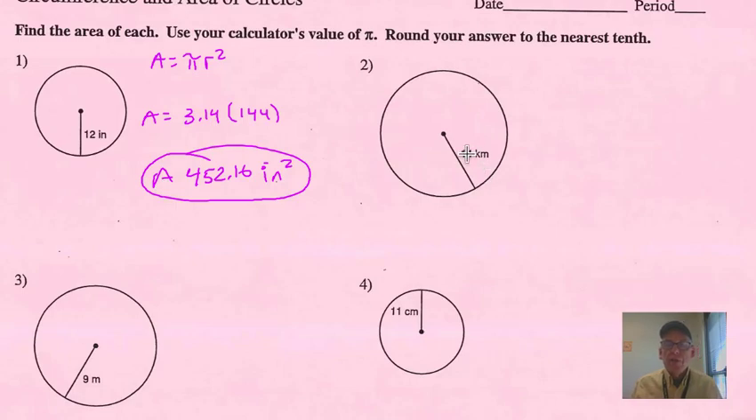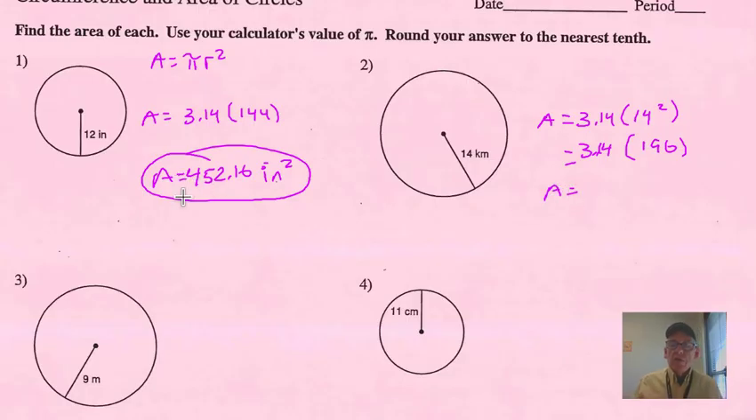Number 2, we have 14 kilometers. So the area is going to be 3.14 times 14 squared. That's 196. So 3.14 times 196 gives us 615.44. And we're doing area, so we've got kilometers squared.